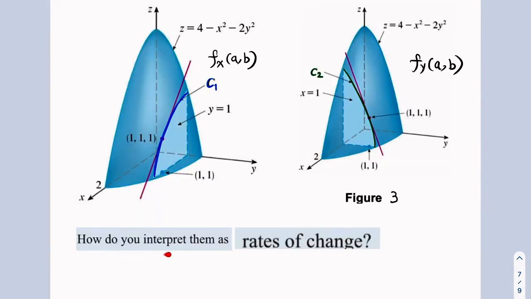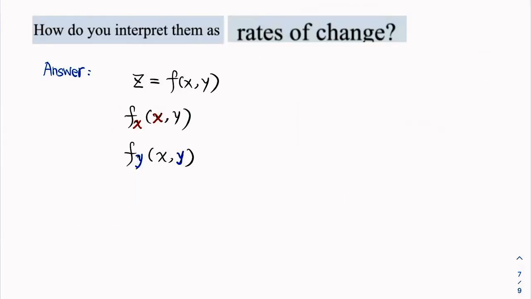How do you interpret them as rates of change? If z is equal to f(x, y), then we can interpret the partial derivative of the function with respect to x as the rate of change of z with respect to x. In that case, we regard the y here as a constant, as fixed, and only the x here is changing. Similarly, the partial derivative with respect to y, we can interpret as the rate of change of z with respect to y. And at this time, x here is regarded as a constant, and only the y here is changing.